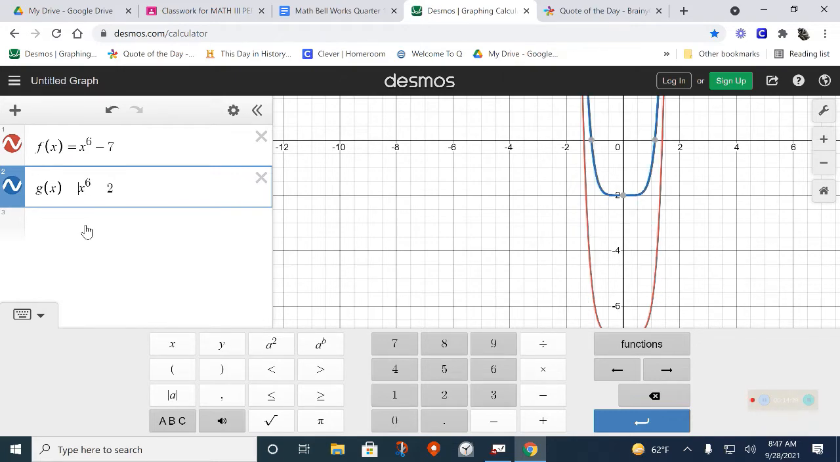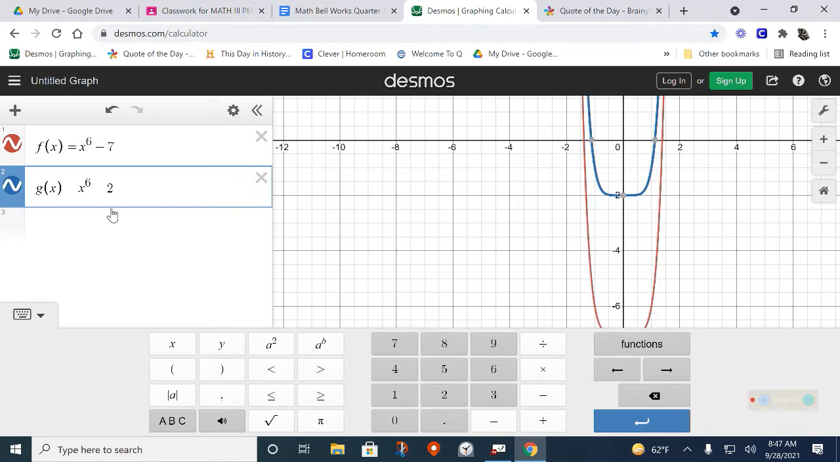Notice how it's a reflection over the x-axis. We flipped it over the x-axis. So here's the x-axis, we flipped it this way. Look at this. Negative. So it's a reflection over the x-axis, so flipping this way instead of around the y-axis. And it's 5 units upward.